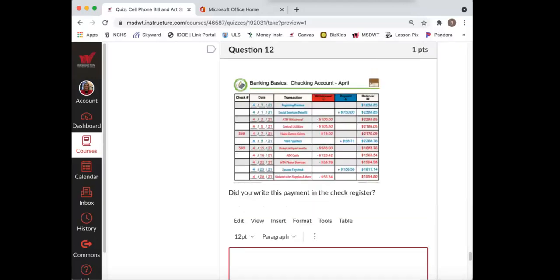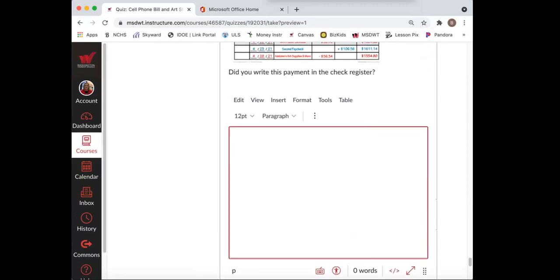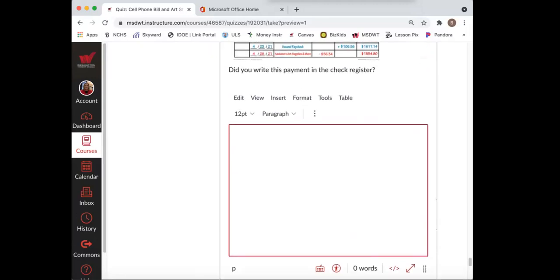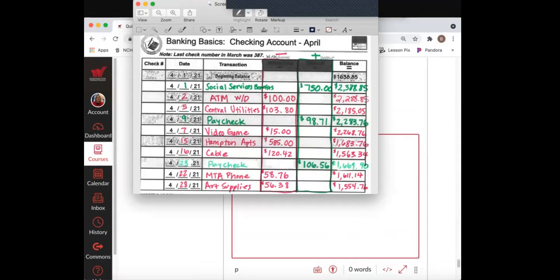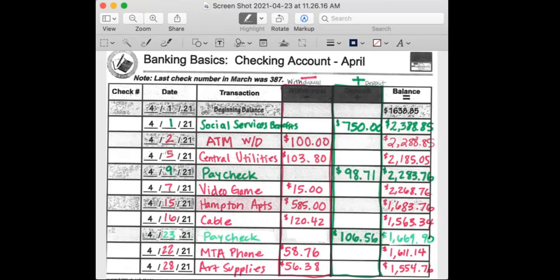Okay, so for question 12, you're going to write, did you write this payment on the check register? So this is the last question. So we're going to look at our check register. We're going to see the bottom transaction, 4/28/21 art supplies at $56.34. And your grand total is $1,554.76. So here is the grand total for all of the things that you've purchased.